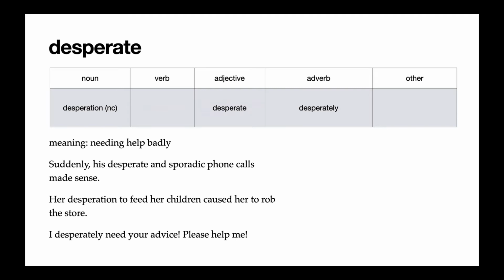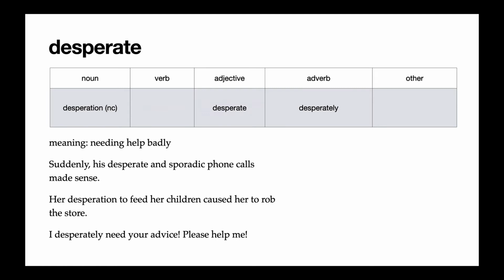In the second example, we have desperation as the noun form. Her desperation to feed her children caused her to rob the store. So remember, rob is one of our verbs from last week that means to steal things. So if you are in a terrible situation and you need help, maybe that would cause you to steal things.